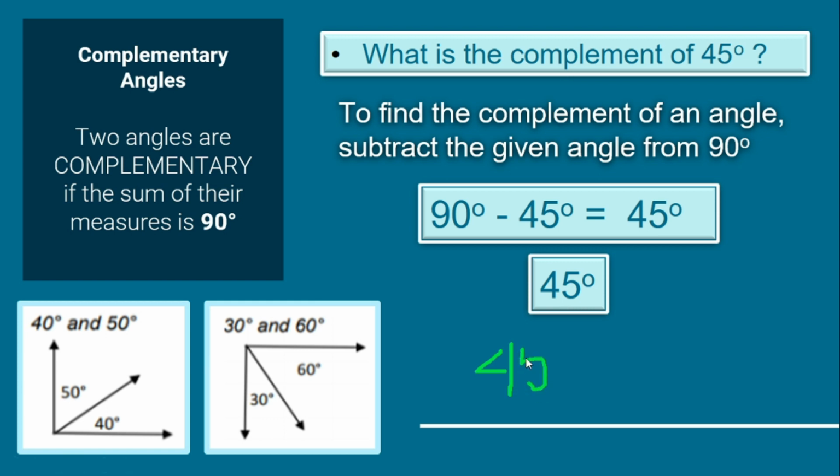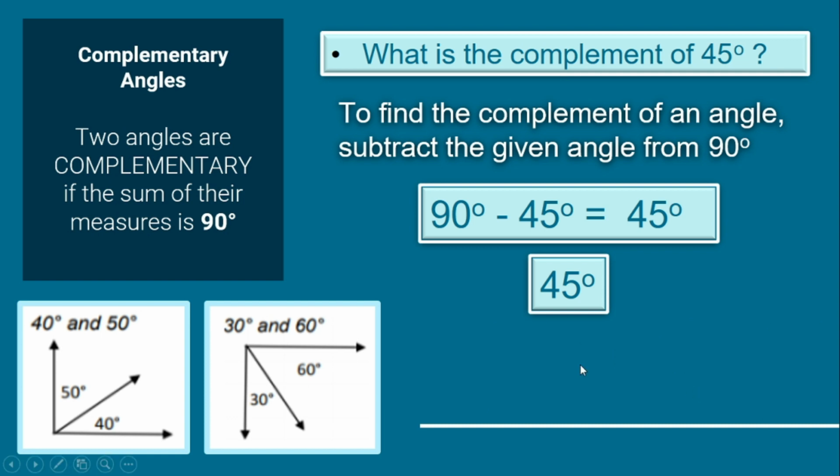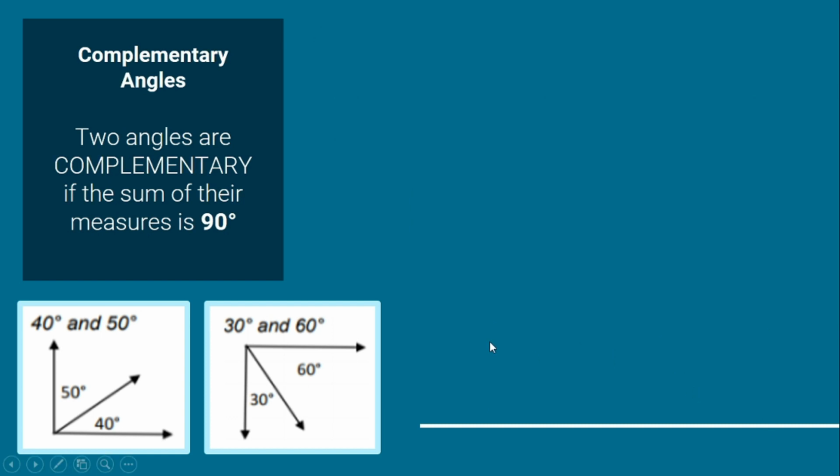Bakit? Kasi 45 plus 45, that is equal to 90 degrees. So, ibig sabihin, ang kapares ni 45 para maging complement sila ay 45 din. Because 45 plus 45, that is 90 degrees. Therefore, they are complementary angles.